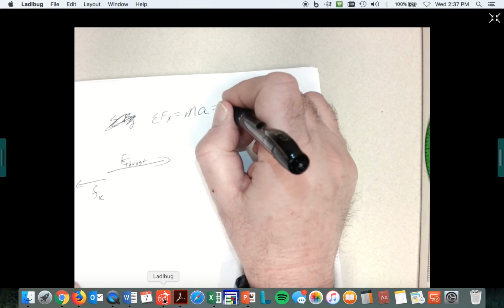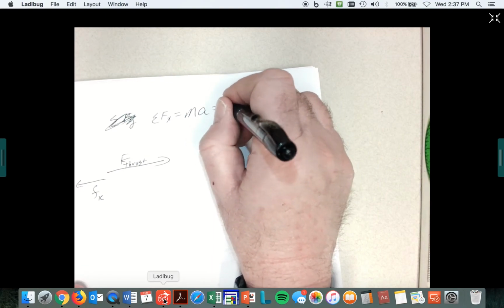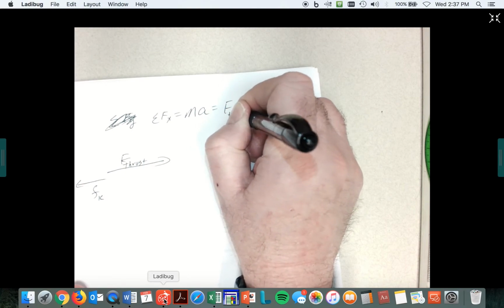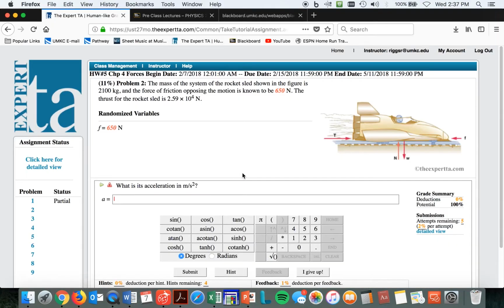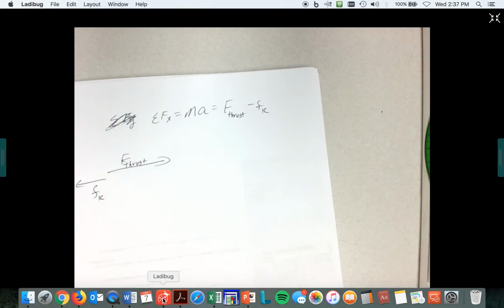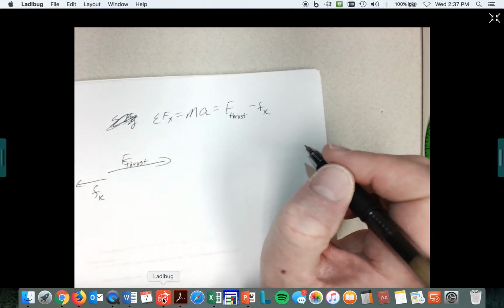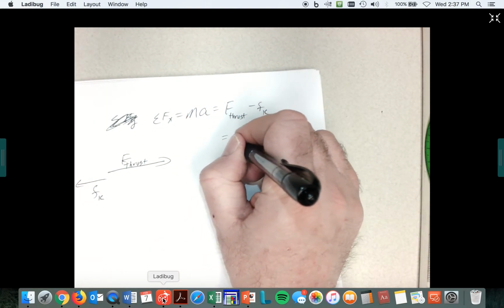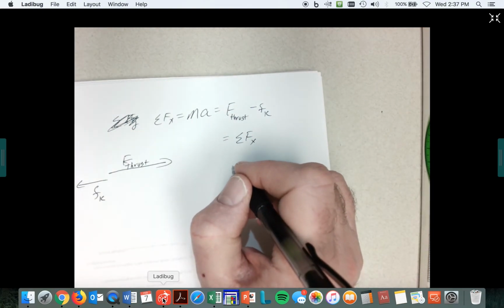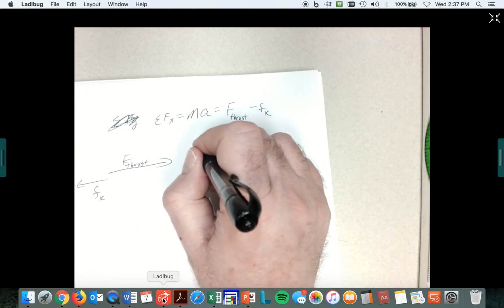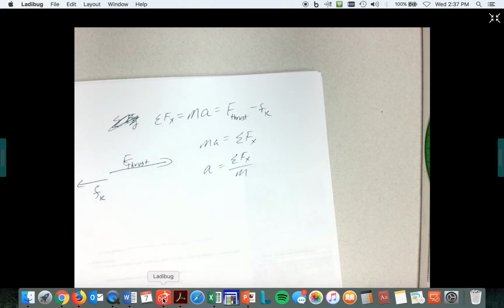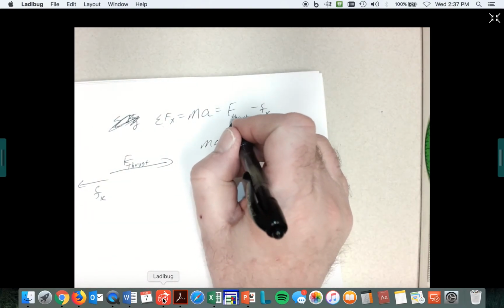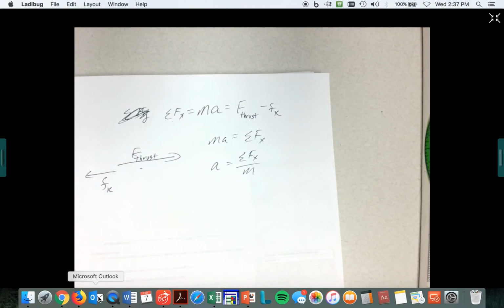So this is what we have. The net force acting on things is F of the thrust, which is given, minus the frictional force. And then we've got to find the acceleration. This is a great little problem. I like this problem. This is equal to m times a, which is equal to the sum of the forces in the x direction. So a is equal to the sum of the forces in the x direction divided by the mass of that little sled. But we had to do the analysis, draw the picture, do the analysis. Let's look at problem 5 real fast.